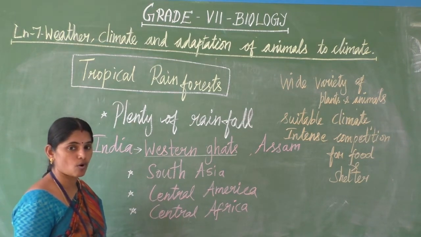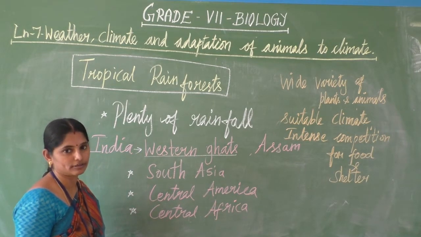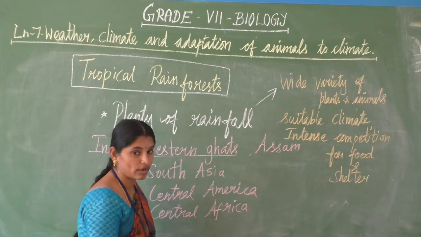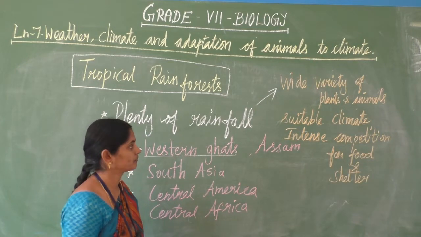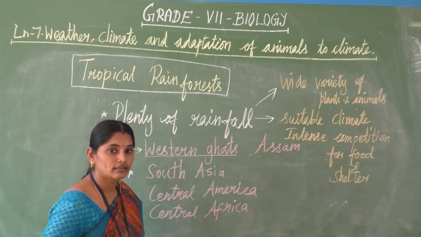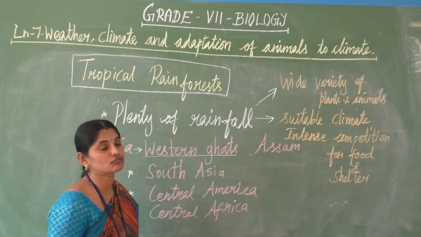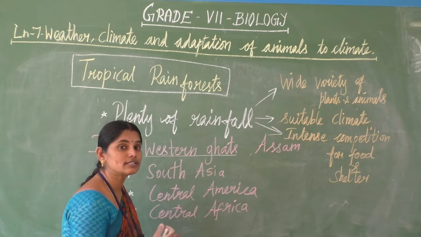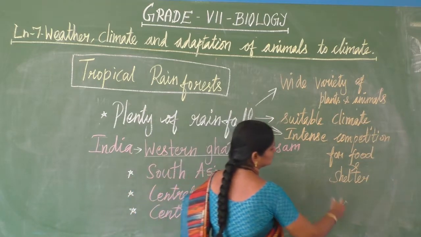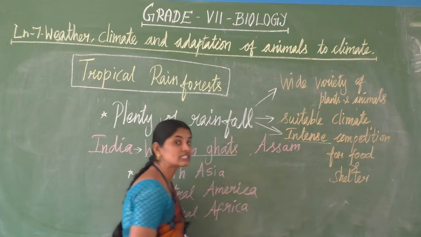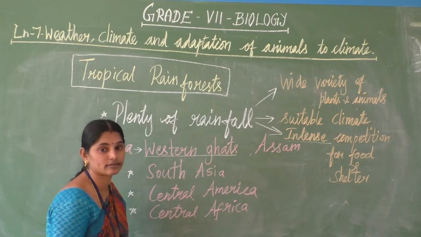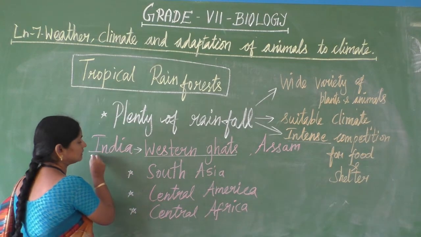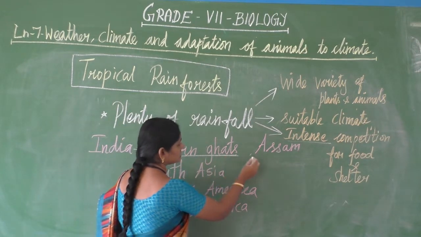Okay, see here it receives plenty of rainfall. If the rainfall is more, it gives the way to live comfortably, isn't it? So a wide variety of plants and animals will be there. Because of plenty of rainfall, the tropical rainforests have suitable climatic conditions for all the plants and animals. And so many animals are there, so there is tough competition for food and shelter. Shelter means a place to stay. Intense means severe. Tough competition for food and shelter. Clear? So where in India do we see this tropical rainforest? Western Ghats and Assam.